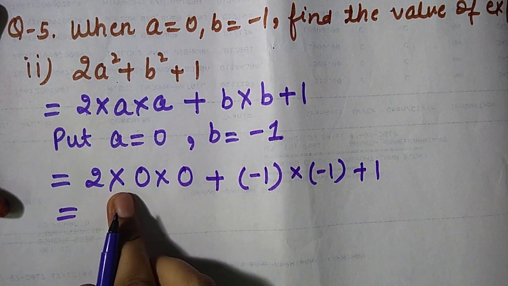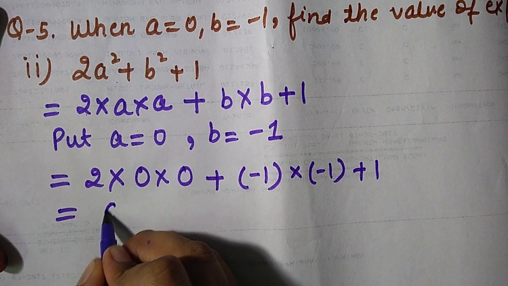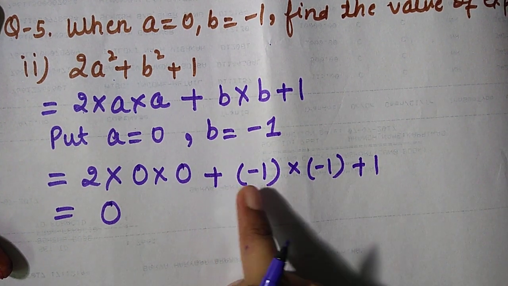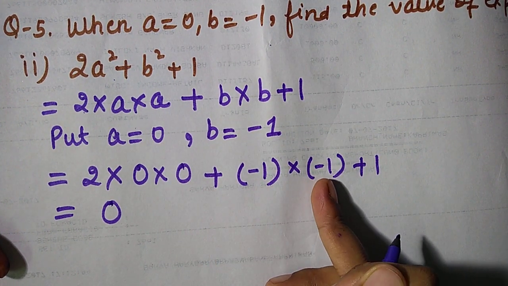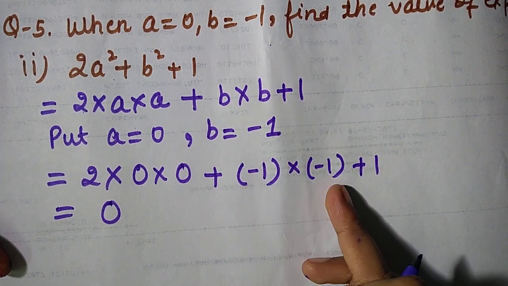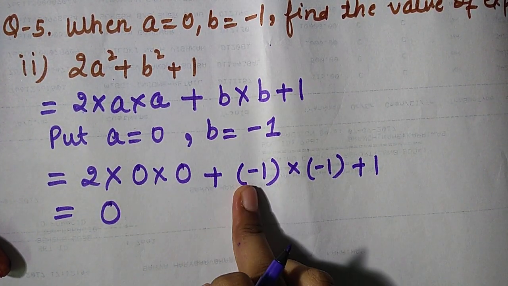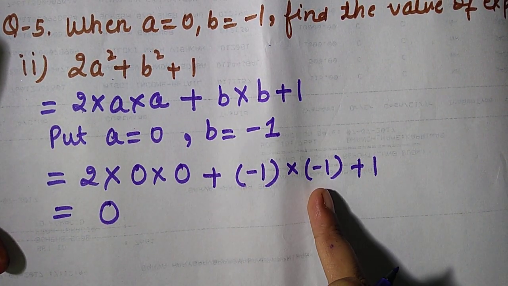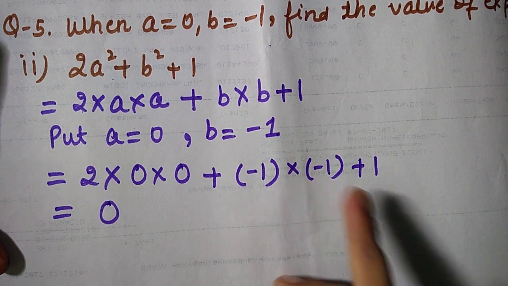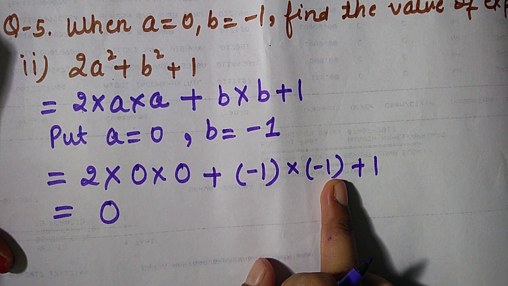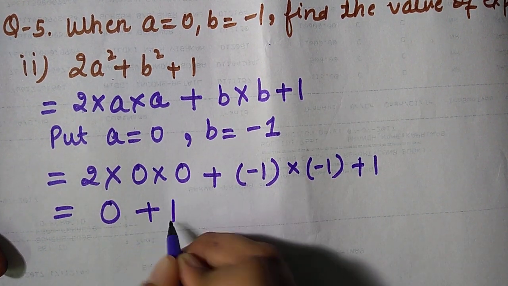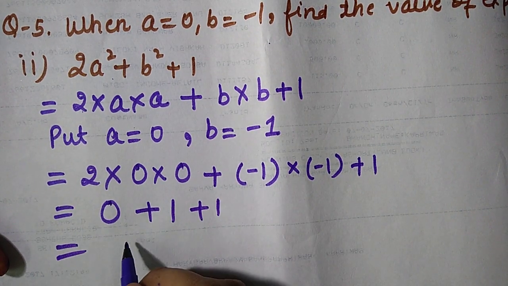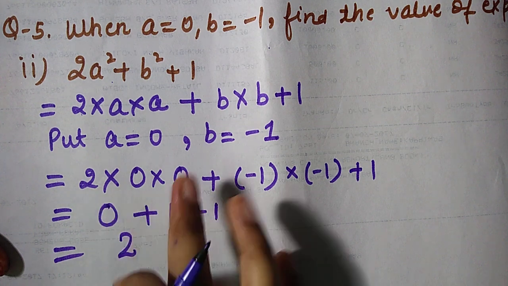Now 2 into 0 into 0 will be 0, because when 0 is multiplied with any number it will be 0. Then plus minus 1 into minus 1, because using BODMAS I will multiply these two first instead of adding them. Minus 1 into minus 1: we are multiplying two negative integers, so the result is a positive integer, and 1 into 1 is 1. So it will be plus 1 and plus 1 remains same. So 0 plus 1 plus 1 is equal to 2. So 2 is the value of the given expression.